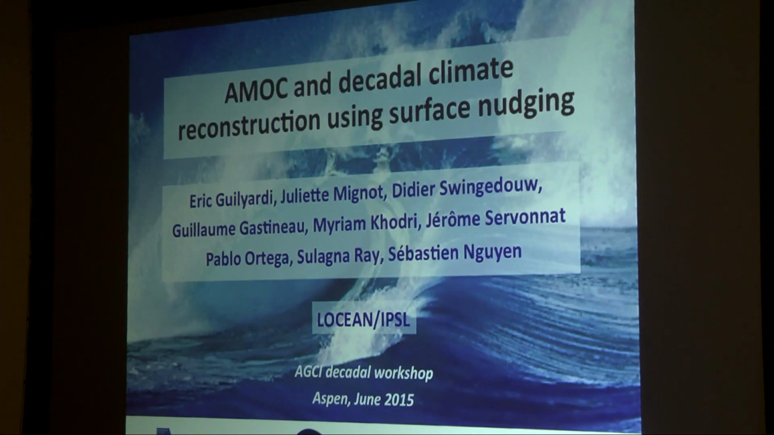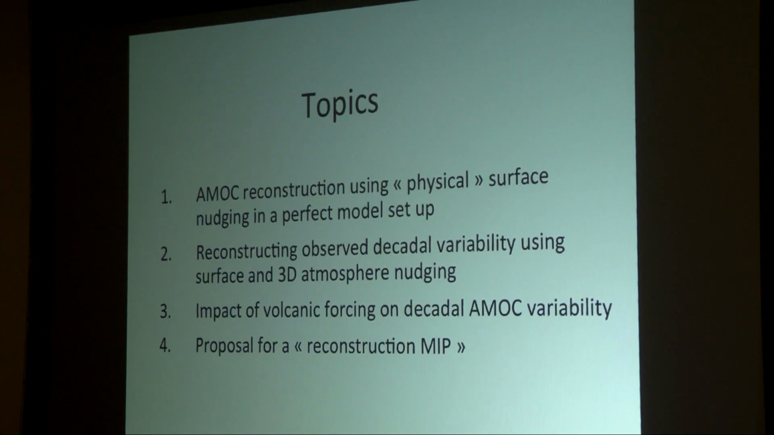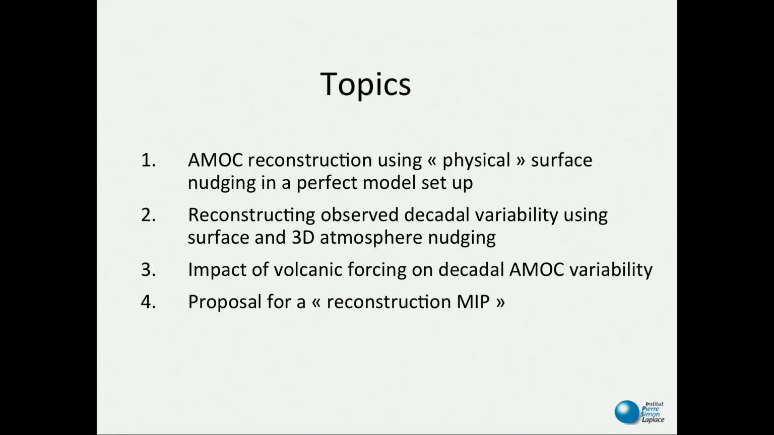So, right. The topics I would like to cover: first, the AMOC reconstruction using what I call physical, with quotes, you'll understand why in a minute, surface nudging in a perfect model setup. Of course, nudging is not physical, you'll reply right away, but you can do it in a physical or an unphysical way, as was already shown by a couple of people. I'll show that in a perfect model setup. Then we'll move into the historical context by trying to reconstruct the observed decadal variability using surface nudging and also a new way of nudging I alluded to yesterday, 3D atmosphere nudging.